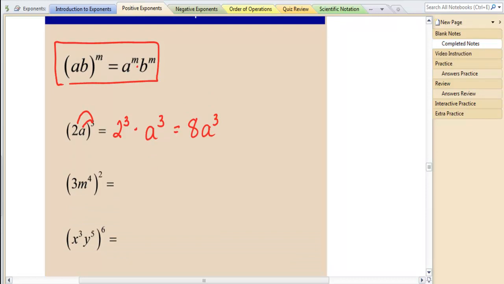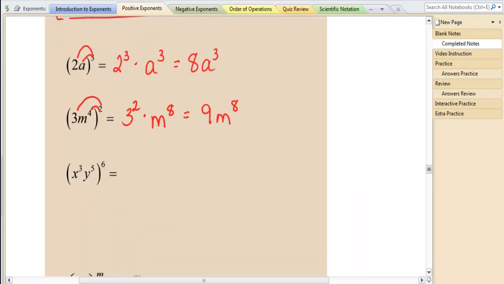What do you think you would do? If you think you're going to raise 3 to the second power, you're correct. What else? We're going to raise m to the fourth to the second power. So we're going to use the rule we learned of raising an exponent to an exponent. What operation should you perform with the 4 and the 2? If you said multiply, you are correct. So what's 4 times 2? 8. And what does 3 squared equal? 9. So this equals 9m to the 8th.